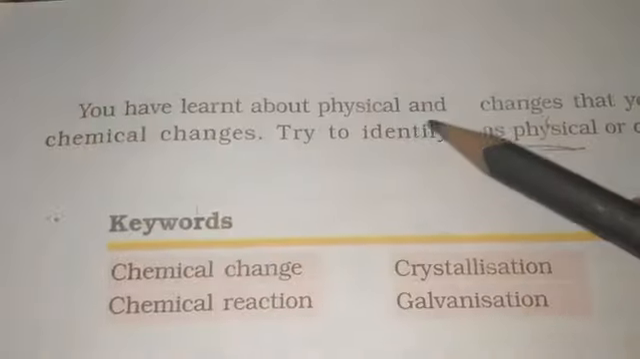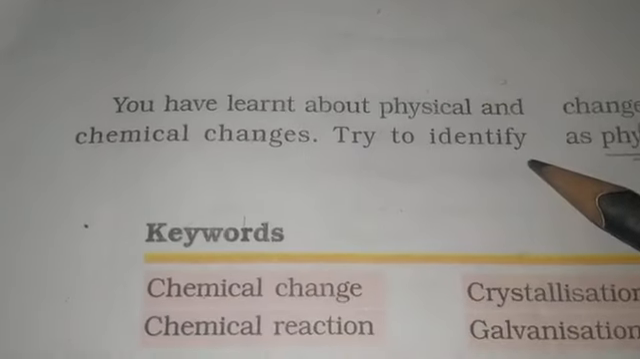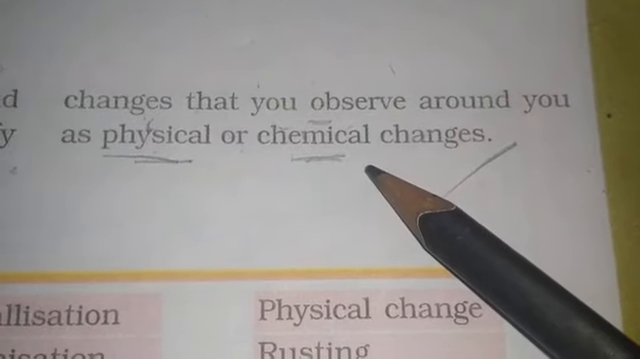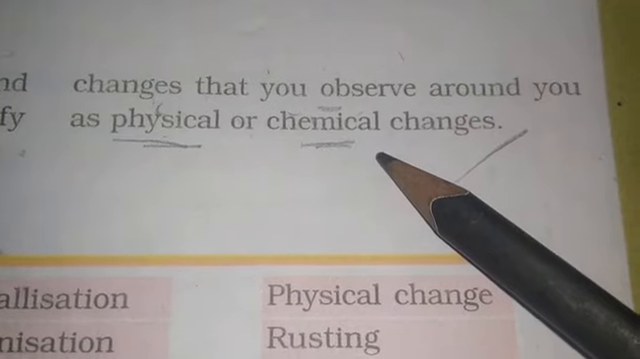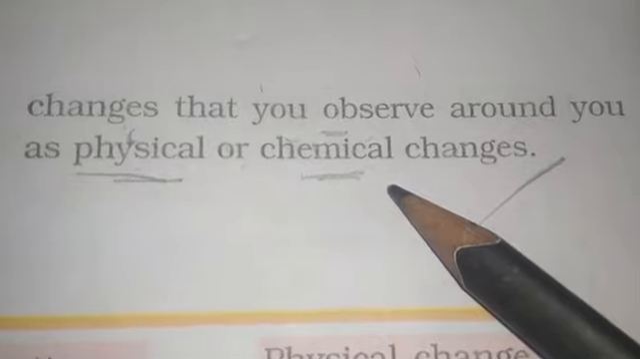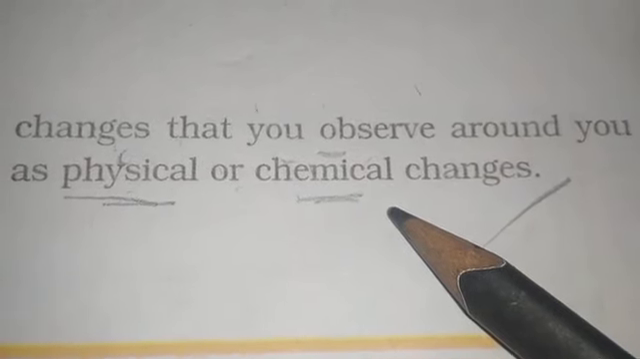You have learnt about physical and chemical changes. Try to identify changes that you observe around you as physical or chemical changes. So many changes are taking place around you, like spoilage of food, cooking of food, ripening of fruits. You can identify them as physical or chemical change.